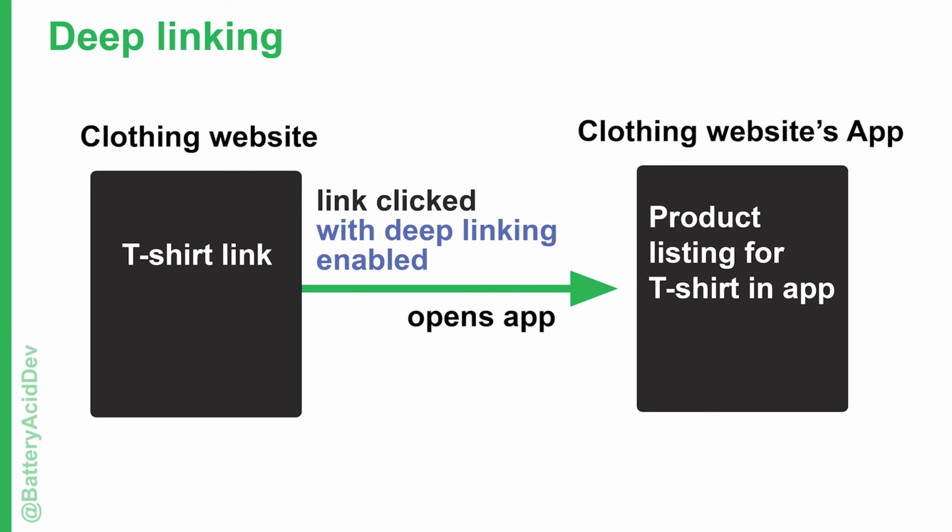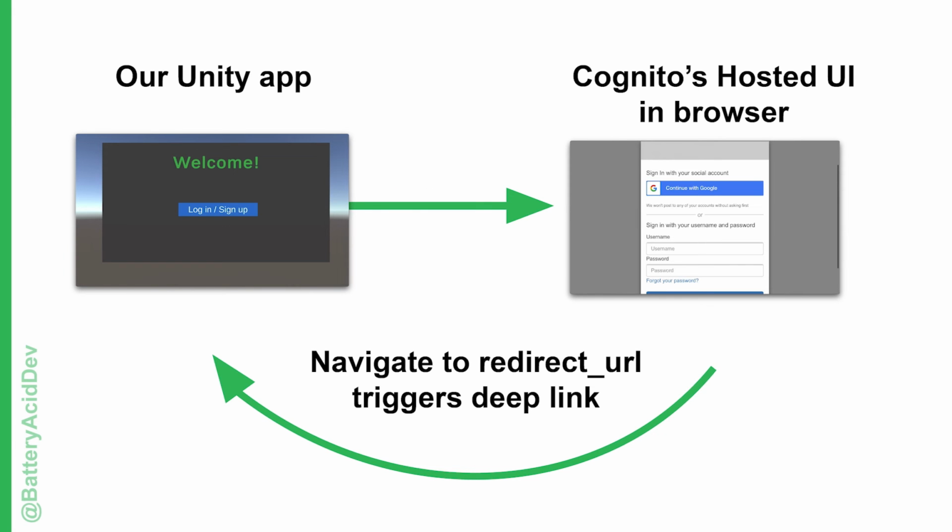So what is deep linking and why are we using it? In general, a deep link is a normal hyperlink that developers can use to direct users to specific content within an app. For example, if you're browsing a clothing store's website and you click on a t-shirt, it may open that product in their app or prompt you to install it first. For our use case, we're using it in a slightly different manner.